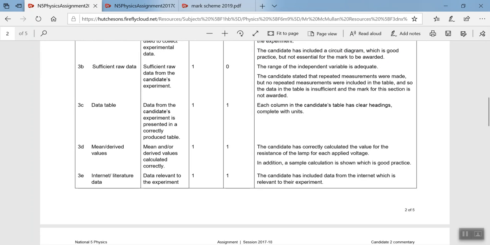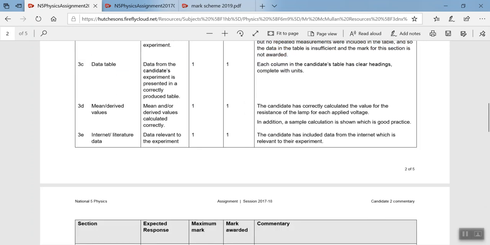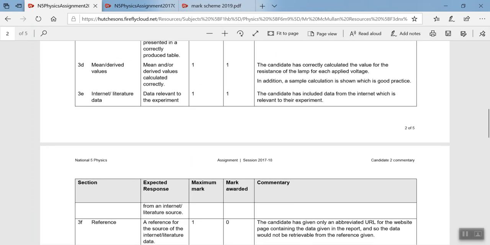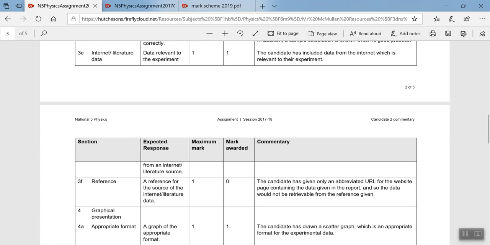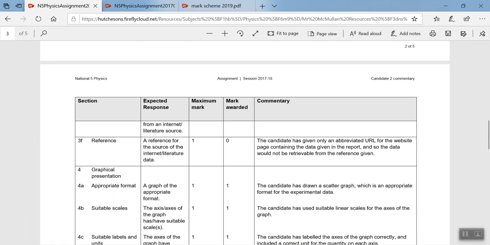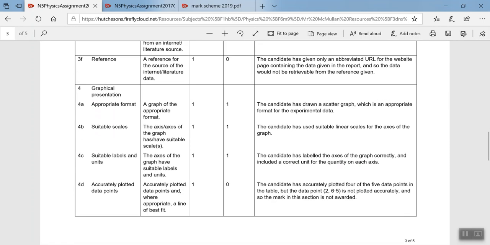They didn't have enough values. We did talk about that. They didn't have the values that they can create averages from. Each column in the candidate's table had headings. That's fine. We saw they had volts, amps, and ohms. They correctly calculated a resistance using V equals IR. Their internet source was relevant. It did talk about electronics, and it was a bulb that the internet source had investigated.